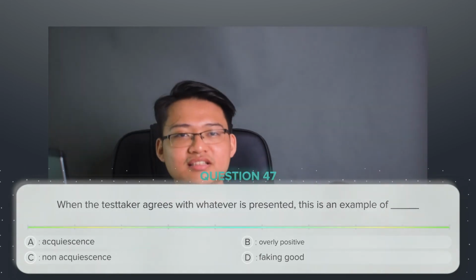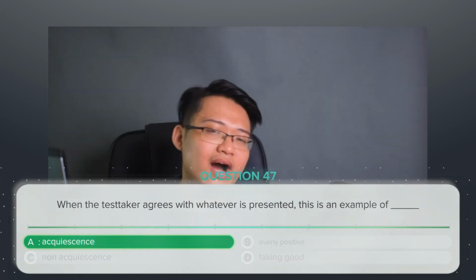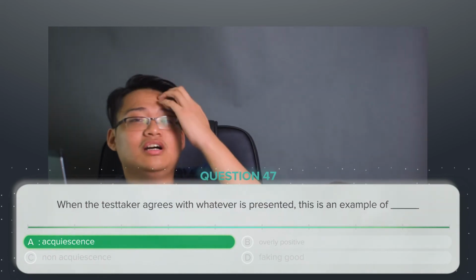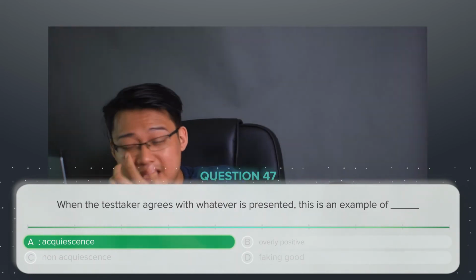And the answer is letter A. Acquiescence. So, ano ba to? Ano ba tong tinatanong natin dito? Basically, you are being asked about a definition of the response style. What is a response style? It is the tendency of the test taker to answer in a particular pattern.